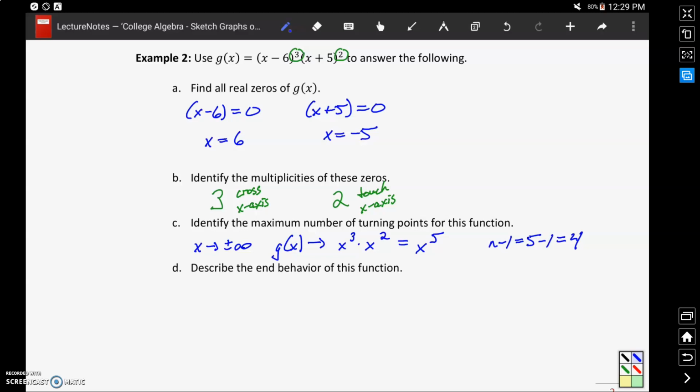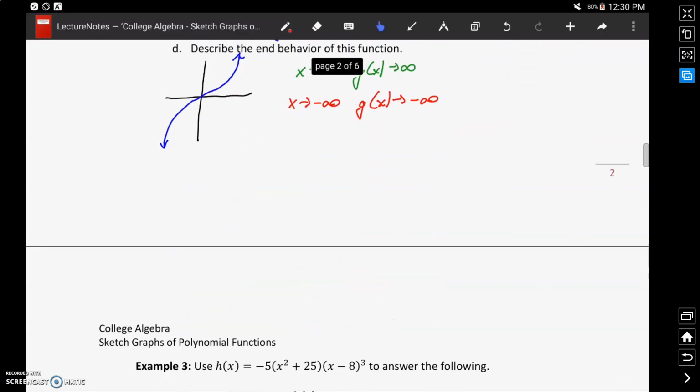And then we're asked to describe the end behavior of this function. Since we already know that the power function corresponding to our function for those extreme values of x is equal to x to the 5th, we know that our function at its extremes is going to be mimicking this behavior. So we can say that as x approaches infinity, our function g of x will be approaching infinity, and as x approaches negative infinity, g of x will be approaching negative infinity.